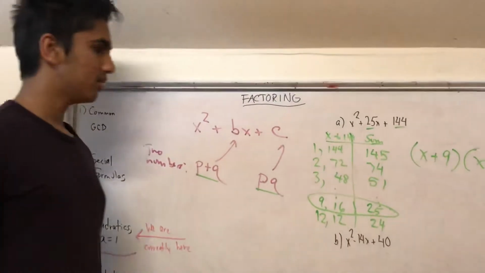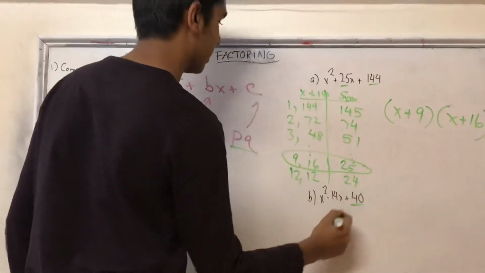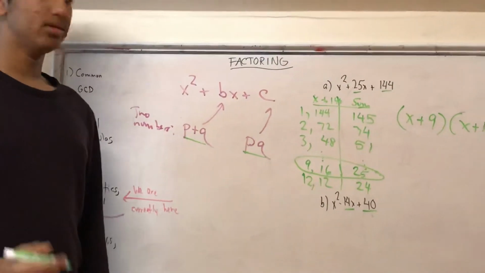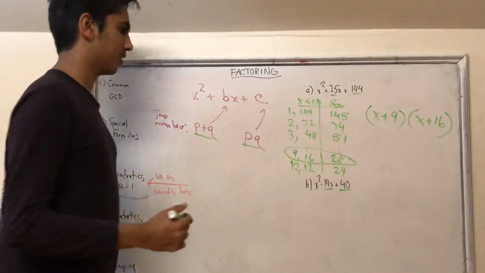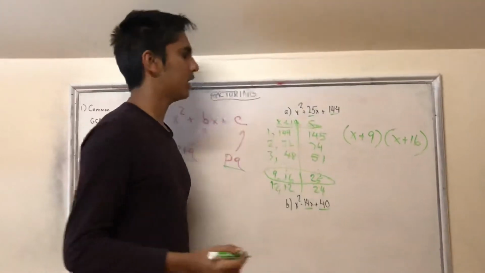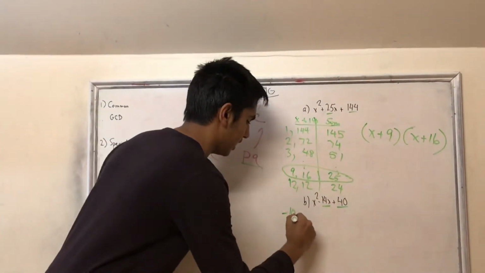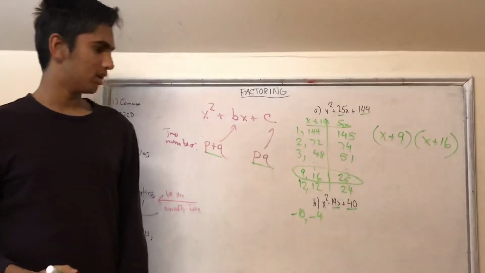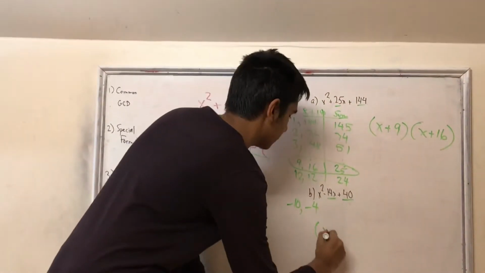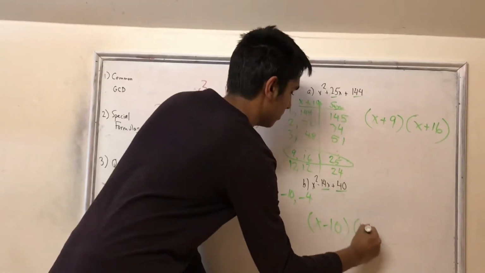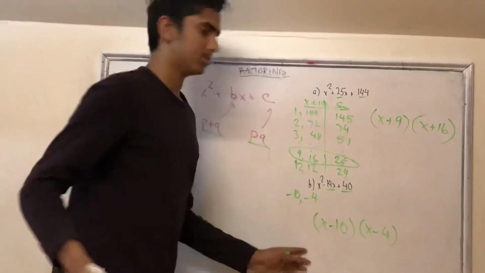For the next one, we want two numbers that multiply to 40 and sum up to negative 14. So these are going to be two negative numbers because they add up to negative 14. Right off the bat, I'm not going to make such a big table, but I can see that negative 10 and negative 4 work. So what does it become? It becomes x, instead of a plus, because it's negative, it's minus 10, and then x minus 4. And that becomes our factorization.